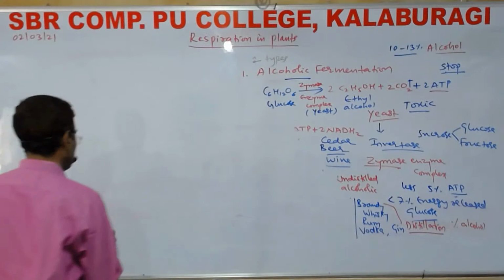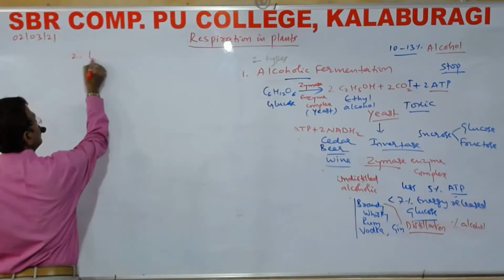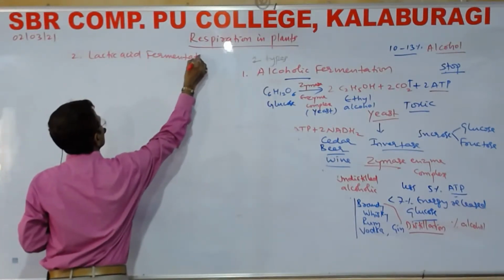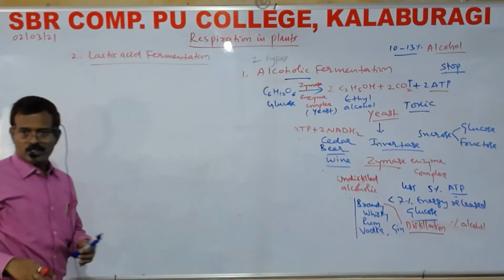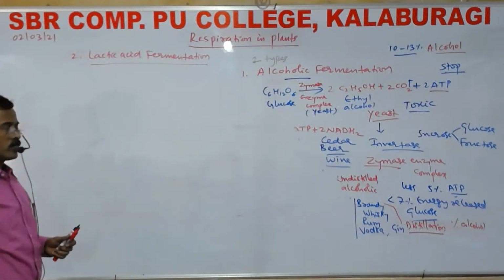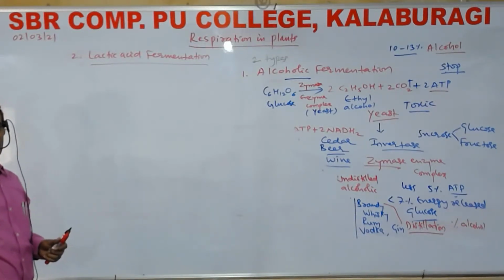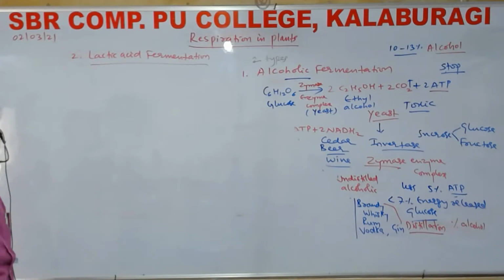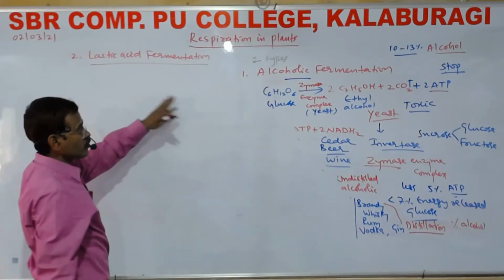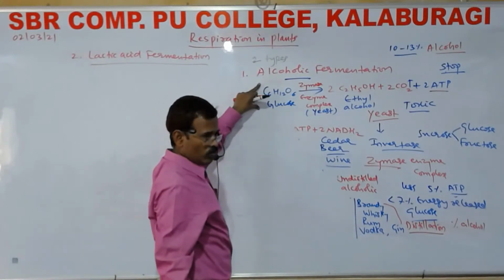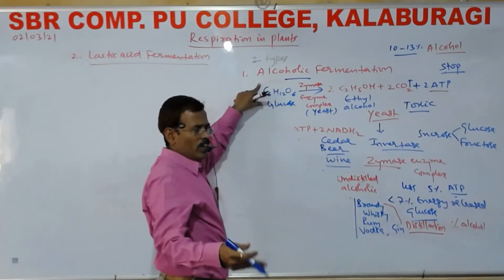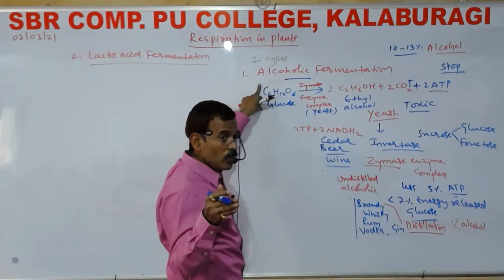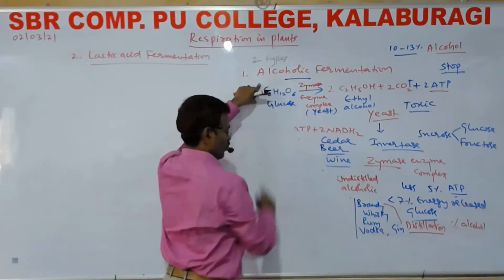Now moving on to the next one, that is lactic acid fermentation. I told you it is the basis of the dairy industry. Usually in alcoholic fermentation, glucose is the substrate. That glucose can be derived from sucrose, which with the help of the invertase enzyme is broken into glucose and fructose. So then it acts as a substrate.